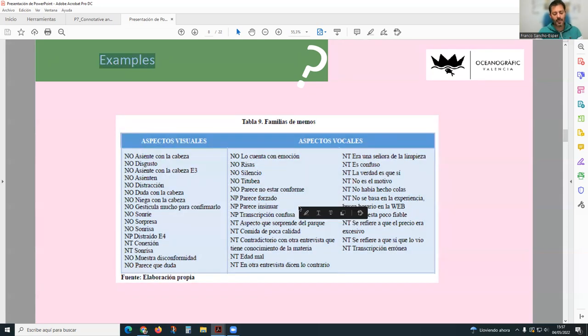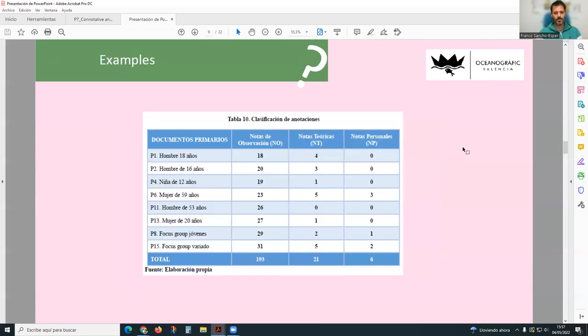So it's time to create or to work on your codebook of memos. Here we have an example. For example, this is a summary of the different memos. We have observational notes, theoretical notes and personal notes, and depending on the different primary document.